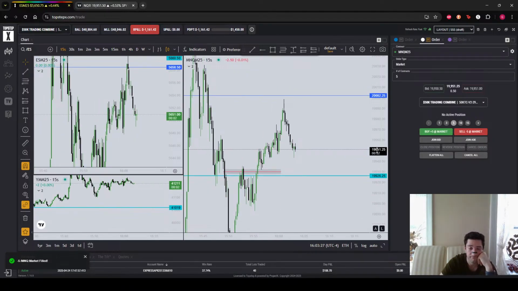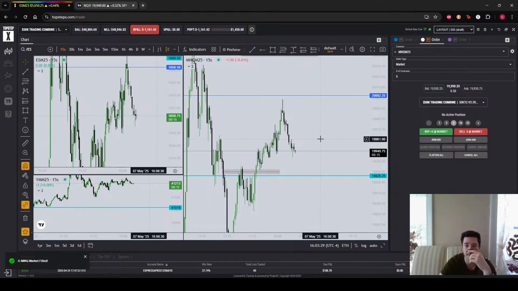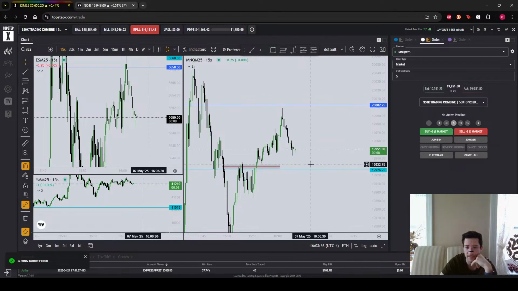Is it worth dusting another $100 to get short here? For what? Like, what do I think it's going to do? Do I think it's going to go all the way at least into here? I don't know.